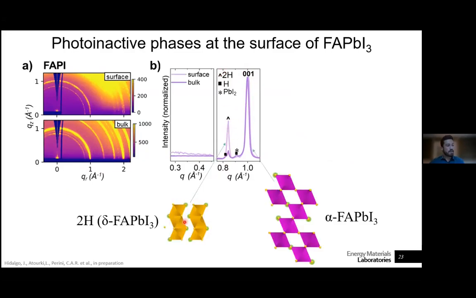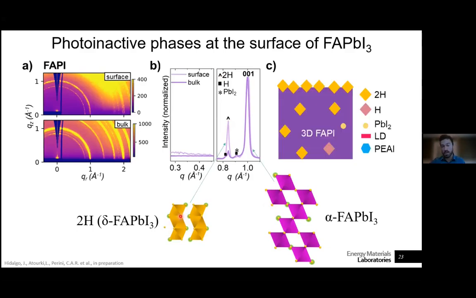And these hexagonal phases are degradation byproducts of the cubic phase, which are photoinactive and insulating, and can introduce recombination. So what is going on is that we are creating hexagonal phases at the interface of the formamidinium layer, and these are causing recombination and decreasing the performance of our film.